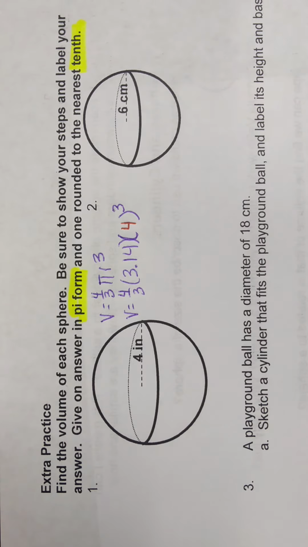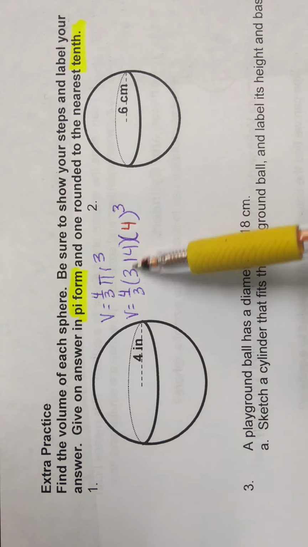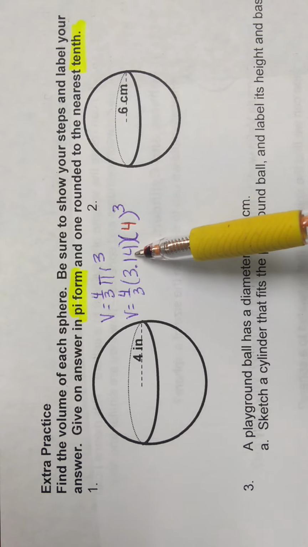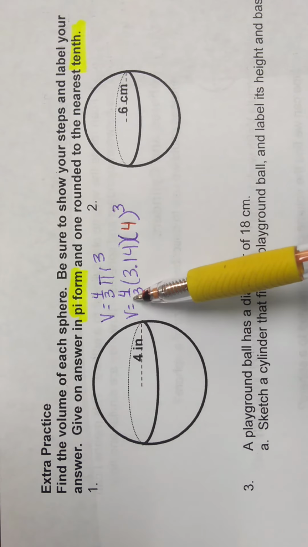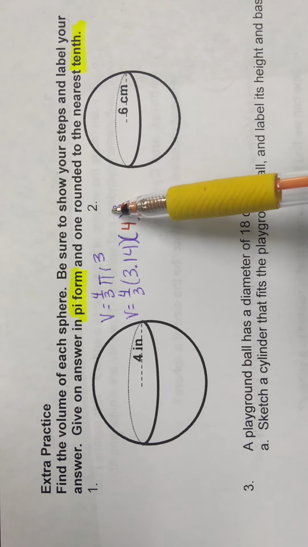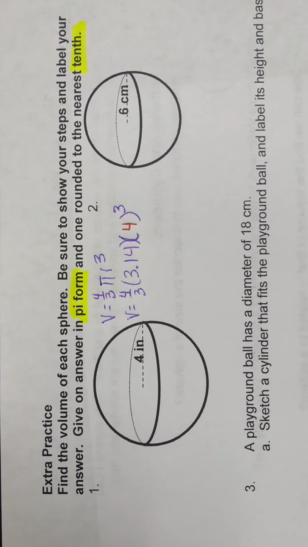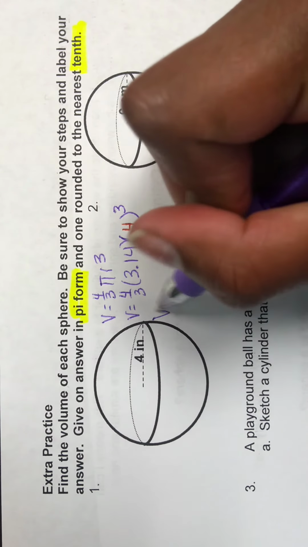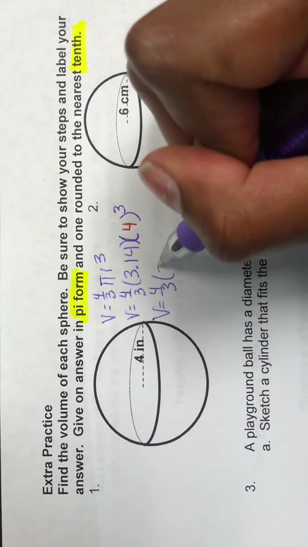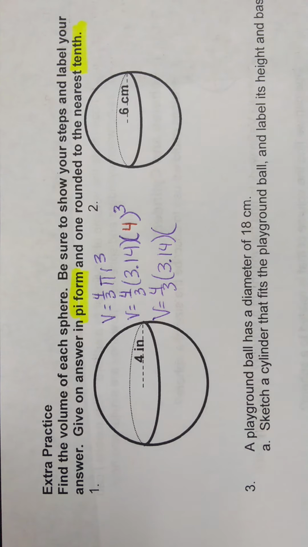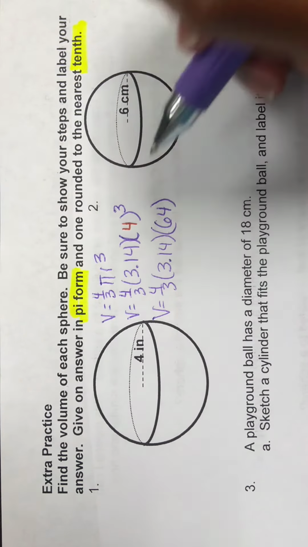I want to simplify. Pi form means how many of these? How many pi's? How many 3.14s? Well, I don't know how many, but what I do know is there's going to be 4/3 times 4 cubed. Order of operations says I need to do this exponent first. So my next line should show that my volume will be 4/3 times 4 cubed, which does not mean 12. It's not 4 times 3. It's 4 times 4 times 4, which I know is 64. And if you don't, feel free to use your calculator.